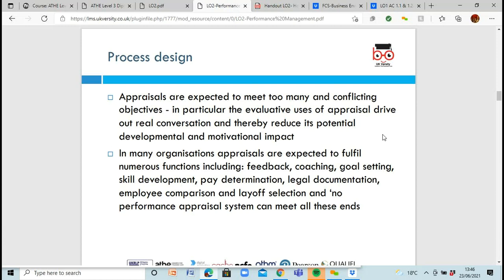So in lots of organizations, appraisals are actually set there to fulfill different functions. So in that meeting, you're giving feedback and you're getting feedback from your employee. You're coaching them, you're giving them good ideas, you're helping them through certain things, you're setting goals, you're helping them to develop their skills. Some people might want to discuss how much pay they've got. There might be some legal documentation that you need to get signed. You might need some passport documentation. You might need the DBS, like the CRB where they check your criminal records if you're working with vulnerable people and so on.